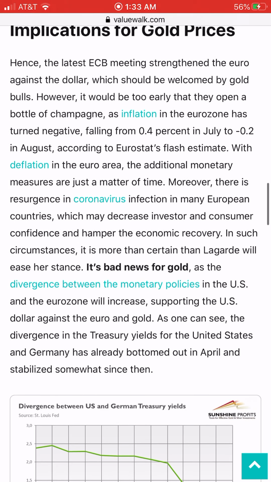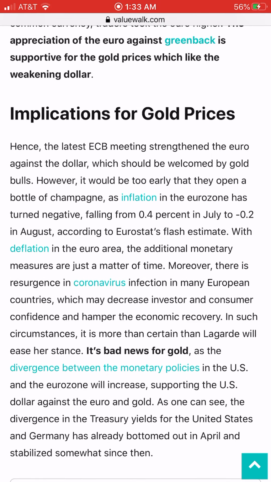Saron argued that the divergence between the monetary policies in the U.S. and the Eurozone may increase, which would support the U.S. dollar against both the euro and gold. And of course, if the dollar is up against gold, gold would be going down.